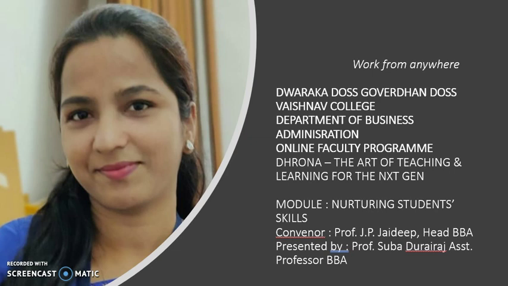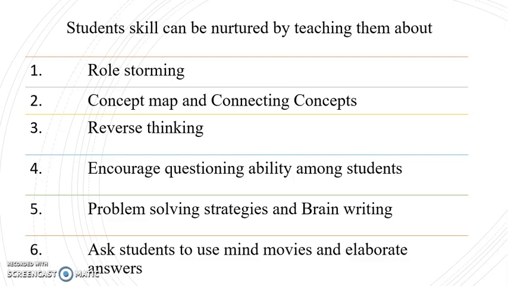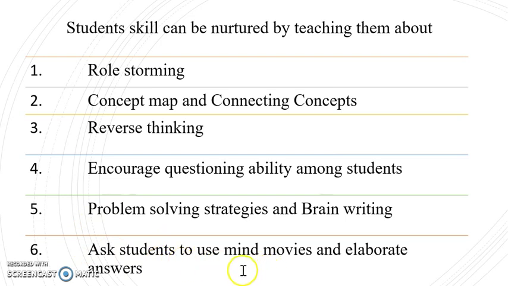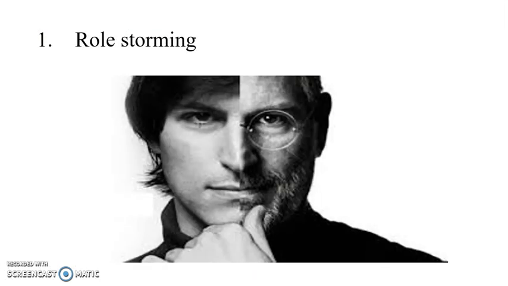So here I have some of the skills, maybe 7 to 8. So we are going to see them one by one. First one, role storming. Second one, concept map. Third one, reverse thinking. Fourth one, questioning ability. Fifth one, problem solving. Sixth one, mind movies, and they should know how to elaborate their answers. So first we move on to the role storming skill.